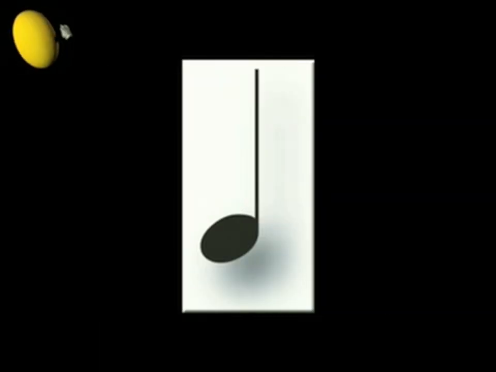So let's look at everything we've learned today. A whole note has two half notes. A half note has two quarter notes. A quarter note has two eighth notes. An eighth note has two 16th notes. And this just keeps going on and on.